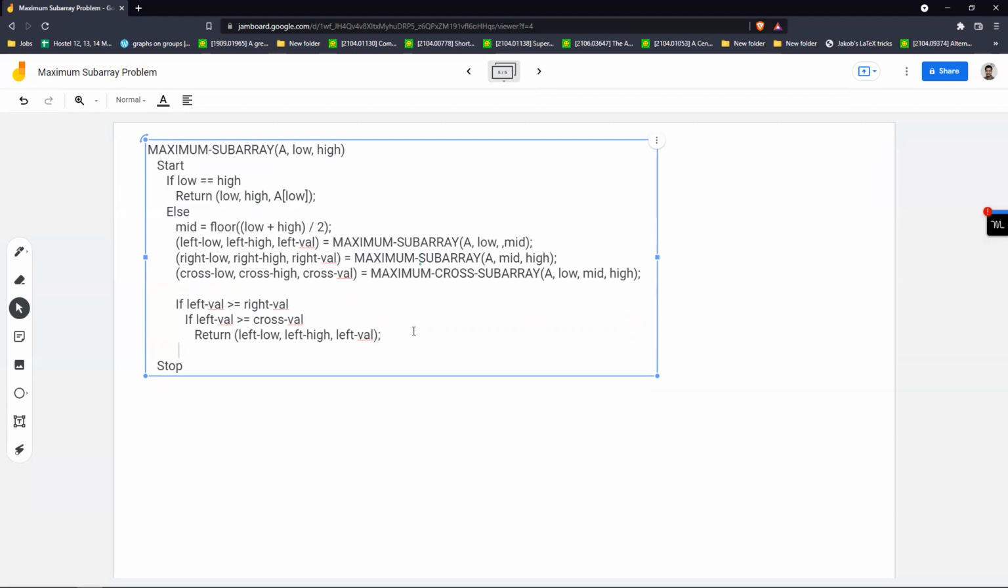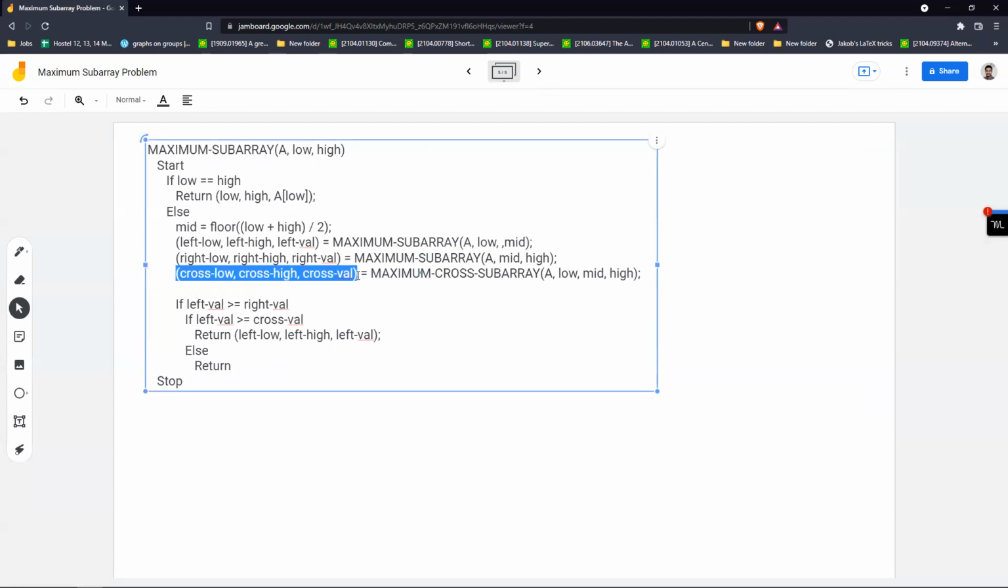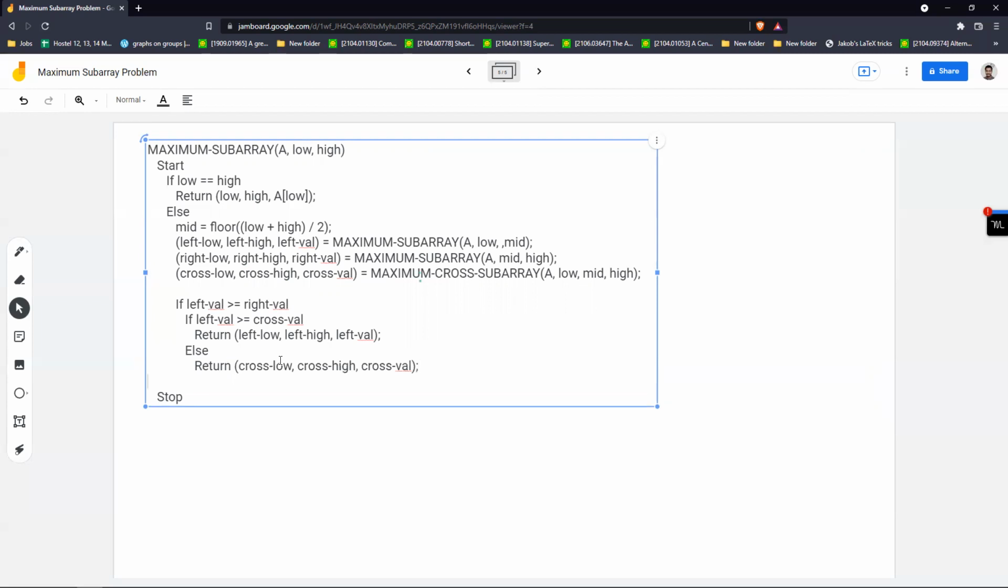Now, if this is not true, we have already seen this. Then cross val is greater than left val, and left val is also greater than right val. So the cross val is going to be the maximum. So you return this triple: cross low, cross high, cross val. Okay, that is the end of here.